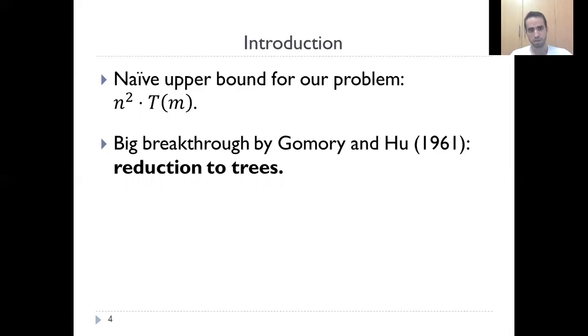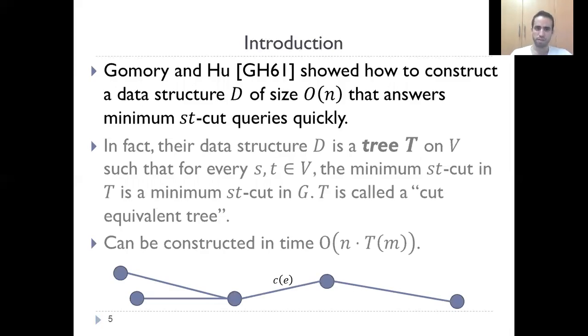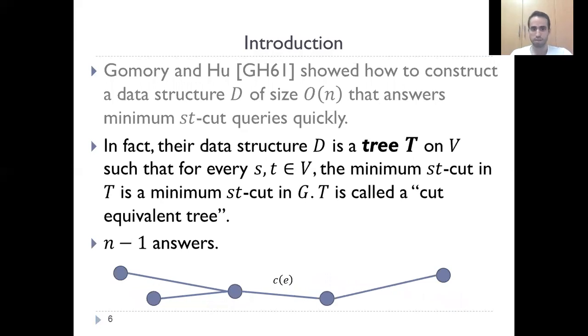Now, 60 years ago, there was a breakthrough by Gomory-Hu that showed how to reduce this problem to trees. What they showed is how to construct a data structure of linear size that can answer minimum cut queries quickly. And in fact, they showed something stronger. They showed that this data structure is actually a tree on the same set of nodes as the given graph, so that the minimum s-t cut in the tree is also a minimum s-t cut in the graph. This tree nowadays is called the Gomory-Hu tree or cut equivalent tree. We can already see that there could be at most n-1 answers.